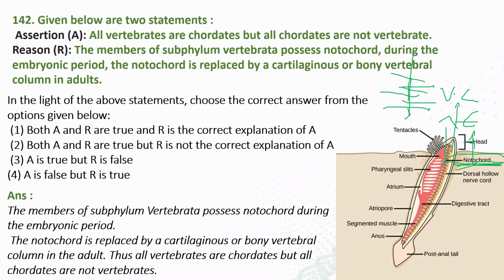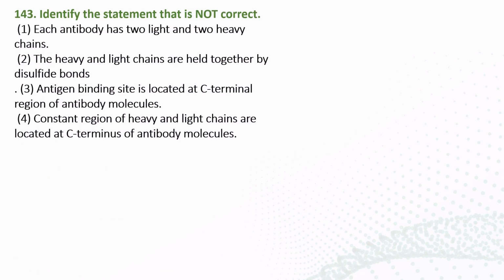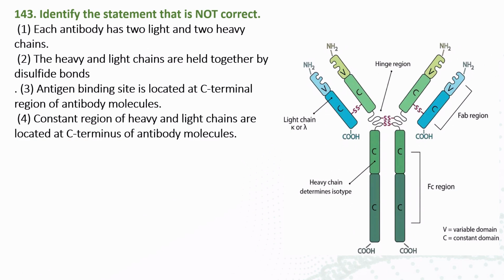Why? Because it is replaced by the cartilaginous or bony layer. Okay, so that's why it depends on two layers. Here A and R are true, and it is the correct explanation of A. And another thing: they are asking why all the chordates are not vertebrates. Why? Because some chordates will not develop into vertebrate animals, right? If we move on to the next question, it came from the antibody structure itself.